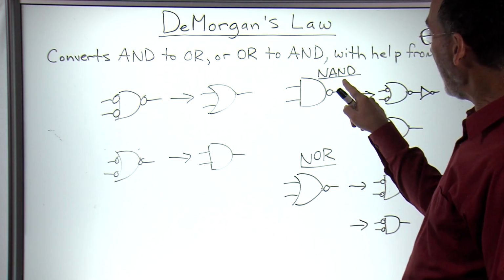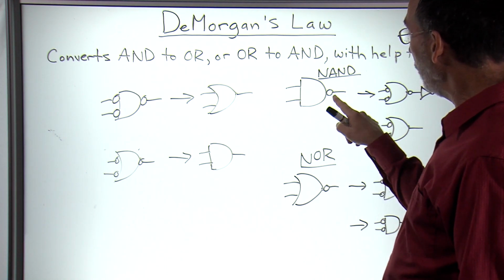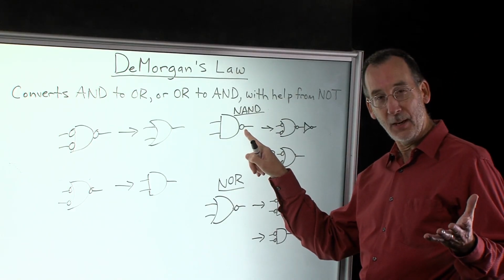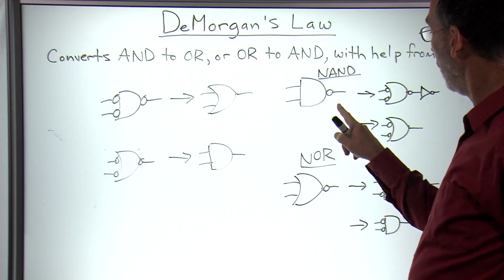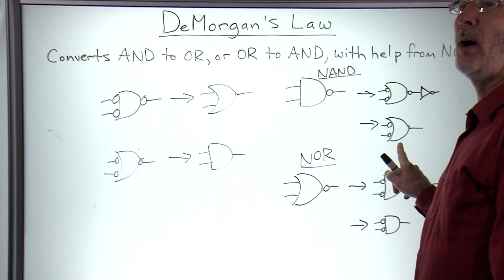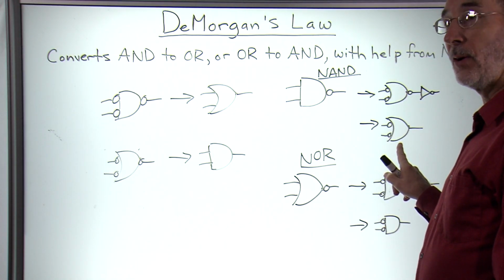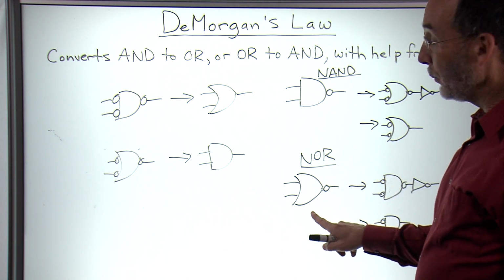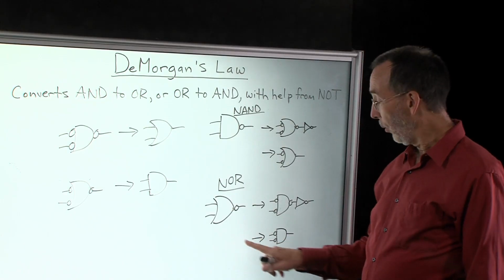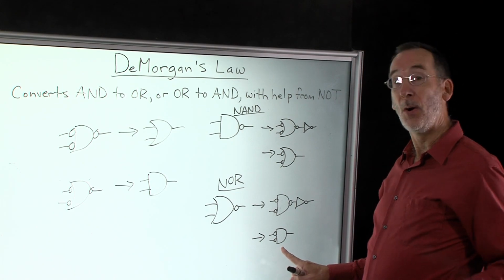So we can form a NAND by taking an AND gate with an inversion, as you would normally think about it, an AND with a NOT. Or you can do it this way. You have an OR with the inputs inverted. And if we have a NOR gate, it can be represented this way, or it can be represented this way. These are both the same thing.